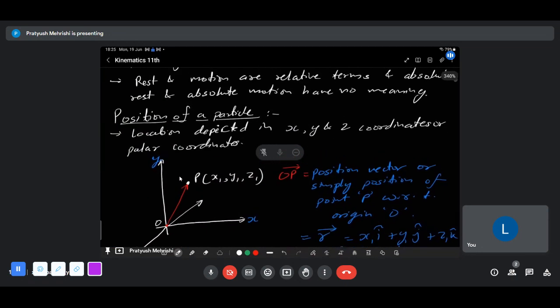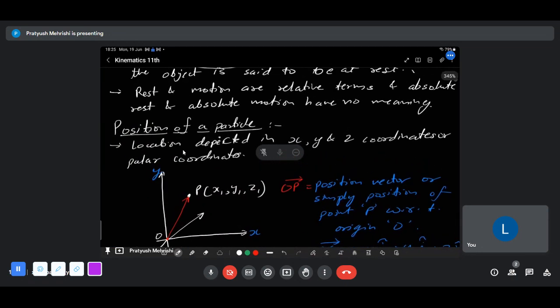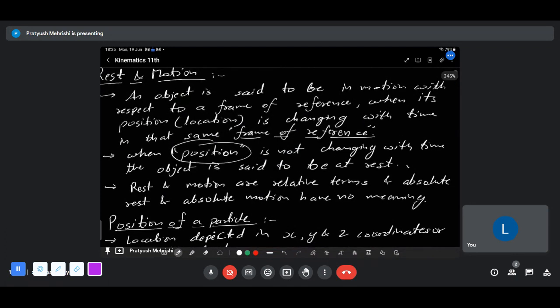Now next is position of the particle. Just now we defined when the position or location is changing or not changing, then we term the condition as rest or motion. But what is this position? How can we define this position in physics?